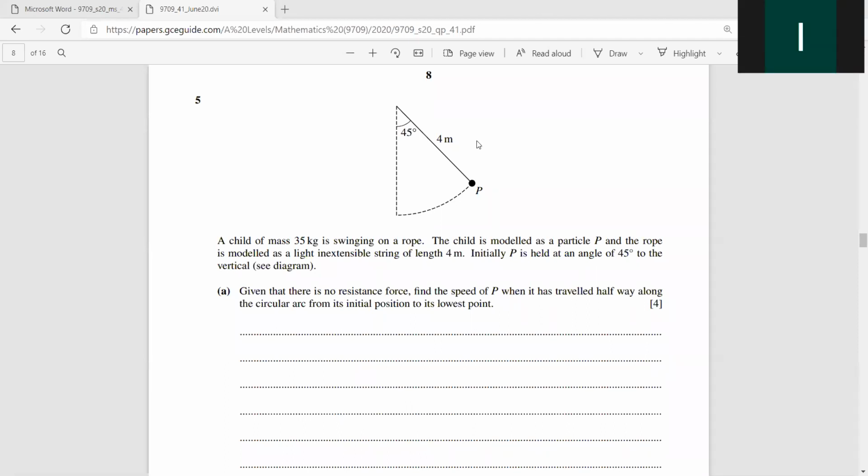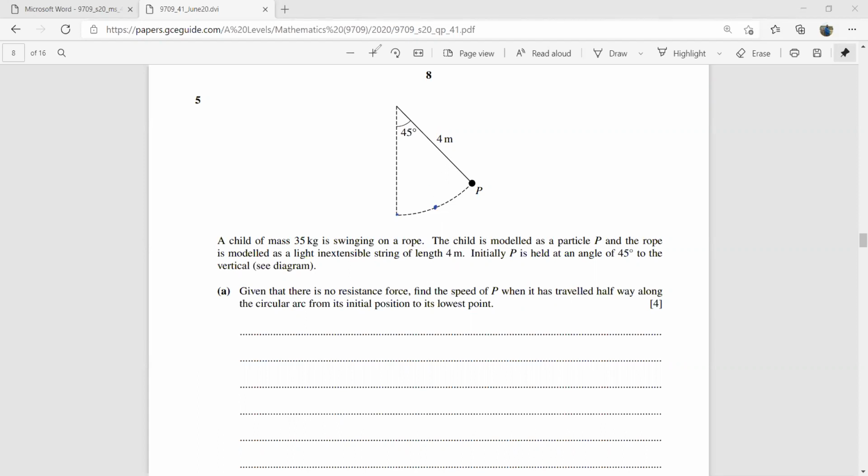45 degrees to the vertical. Now, given that there is no resistant force, find the speed of P when it has traveled halfway along the circular arc from its initial position to its lowest point. Now, we were doing this question in the previous group and we were making a mistake. We were considering this point over here where he's asking for the speed. But he says half this circular part over here. So that half is going to be somewhere over here.